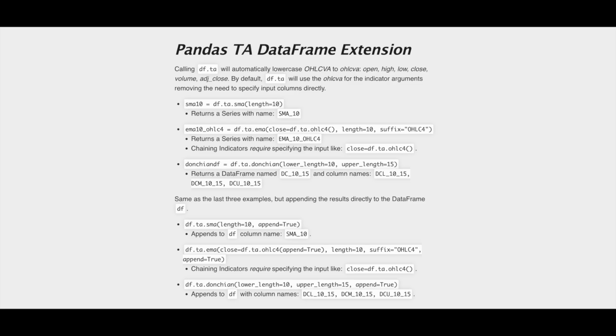Once again, chaining indicators require specifying the input like close equal to df.ta.ohlc4. And finally, for the Donchian indicator, we can calculate it as df.ta.donchian, to which we pass lower_length equal to 10, upper_length equal to 15, and append equal to true. Appends to df with column names DCL_10_15, DCM_10_15, and DCU_10_15.